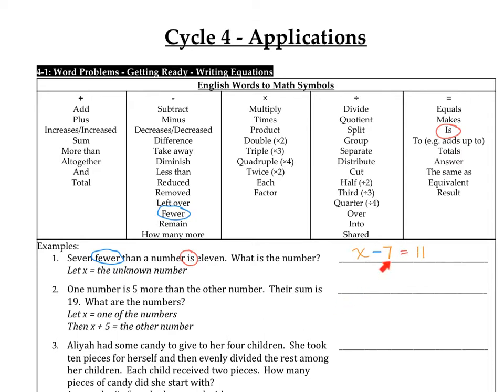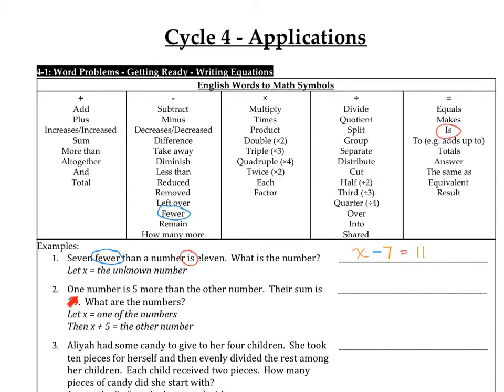So 7 fewer than a number. I know that looks a little bit backwards, but whenever you say less than or fewer than or reduced by, things like that, it actually comes after the number. So 7 fewer than a number is 11.